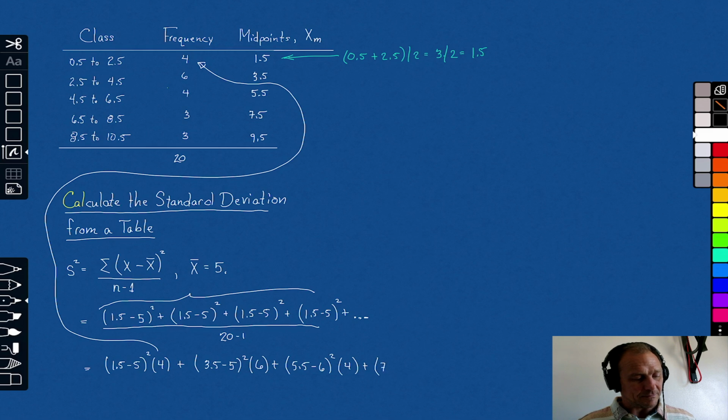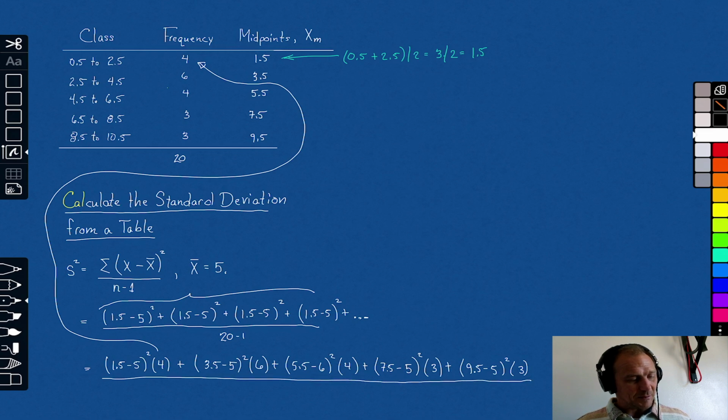7.5 minus the mean, which is 5, squared, and that happens 3 times, plus 9.5, the next data value, minus 5, squared, but that happens 3 times. So we're going to take all of that, divided by our number of data, that's 20 minus 1.